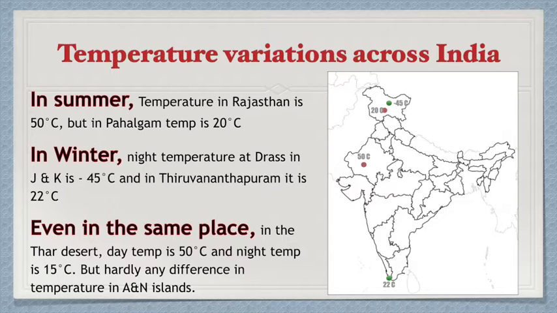Sometimes even in the same place, for example in Thar desert, day temperature registers up to 50 degrees centigrade, but the night temperature falls to 15 degrees centigrade. That is, the diurnal variation is more in Thar desert. But at the same time, in Andaman and Nicobar Islands, there is hardly any difference in temperature. Andaman Nicobar Islands record minimum diurnal variations in temperature.